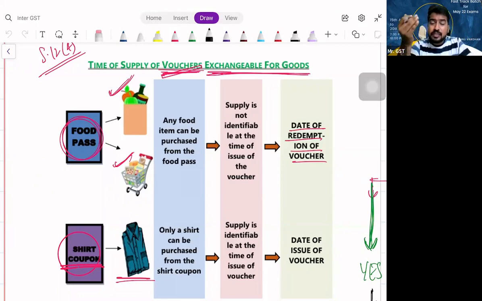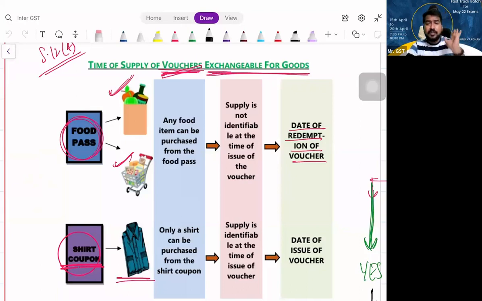Now simple, sir, when I look at that voucher, what do you mean by voucher? That is nothing but something they will accept in exchange of cash, correct? You need not make payment of money. You give that coupon or voucher, they will accept it as consideration, right? For that, what is the time of supply?